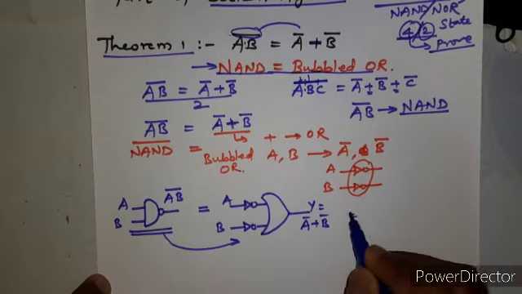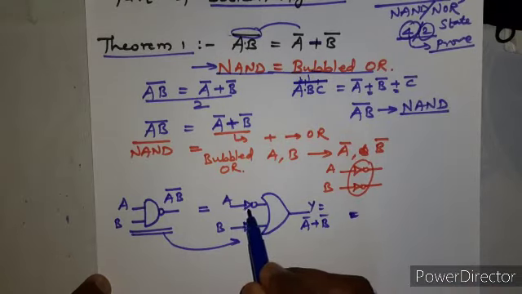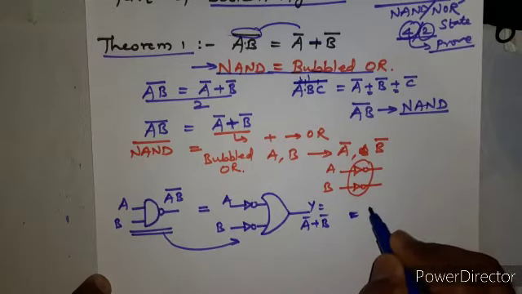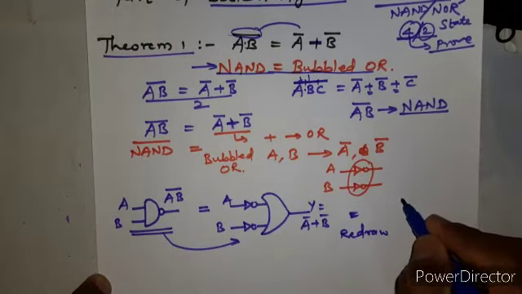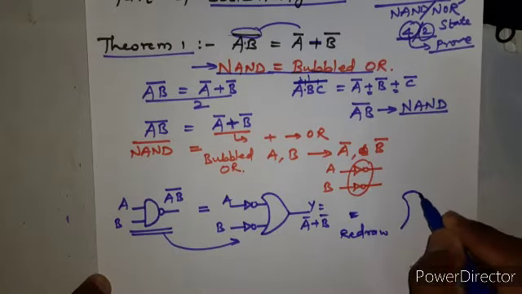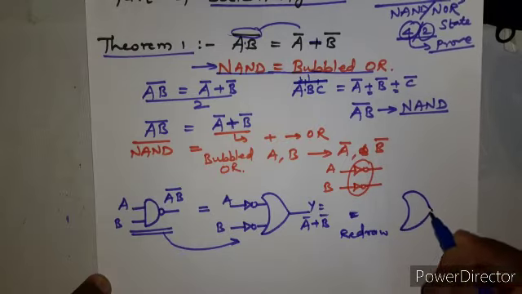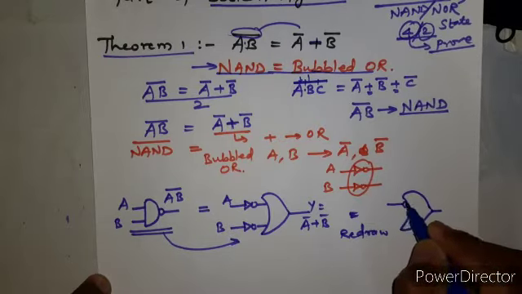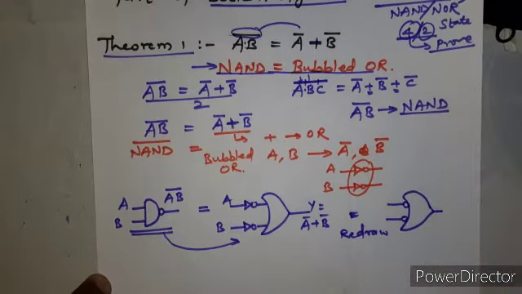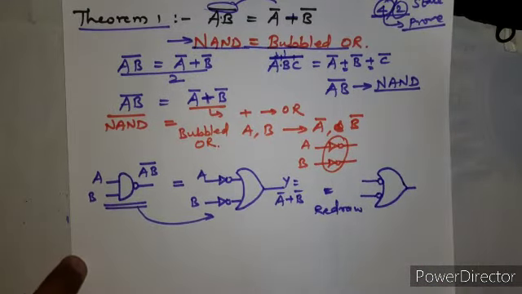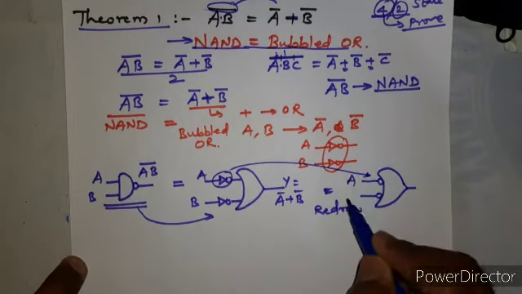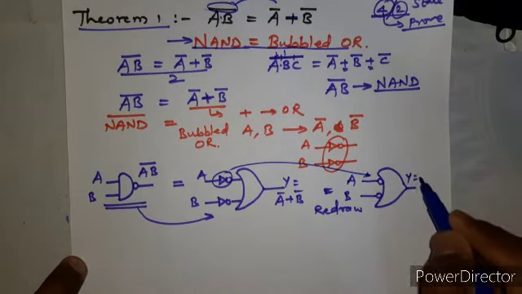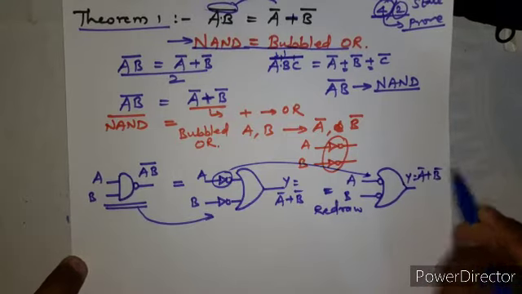I can draw it in another way also. Since the NOT gate is represented simply by a bubble, I can redraw this circuit this way. So this NOT gate I have just replaced by a bubble here. So I have this A, B and my Y equal to A bar plus B bar.